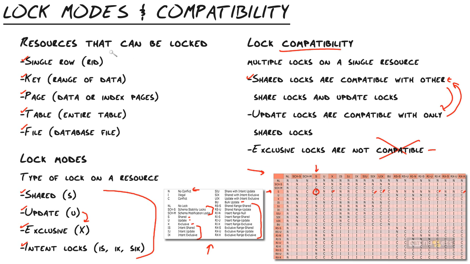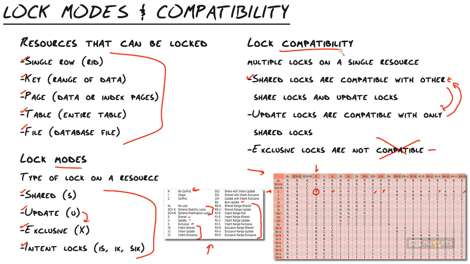So in review here, resources are the objects that can be locked. Lock modes are the type of lock. Compatibility is just simply if there's a lock on this resource and another process wants this resource, is its lock going to be compatible with it, or is it going to be blocked and waiting until that resource is available?